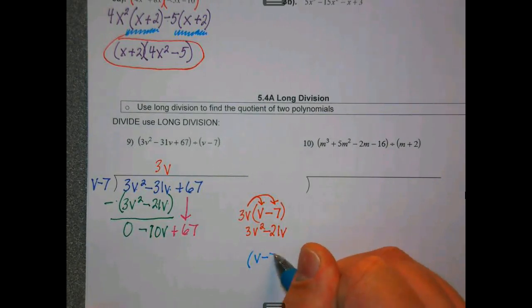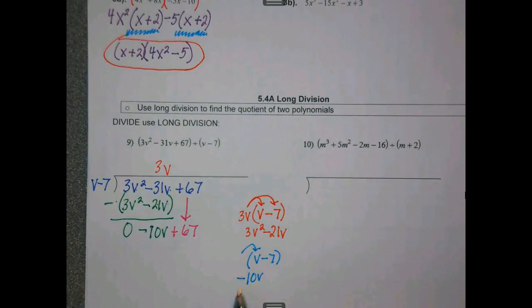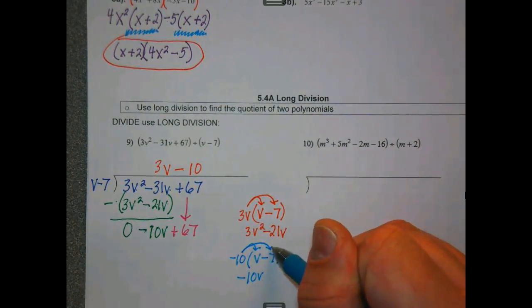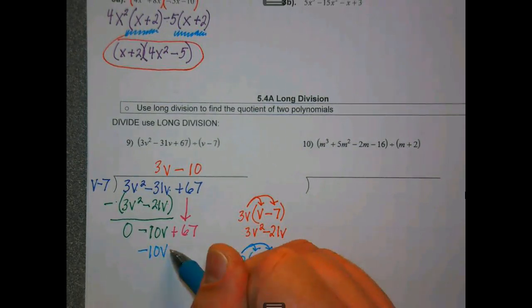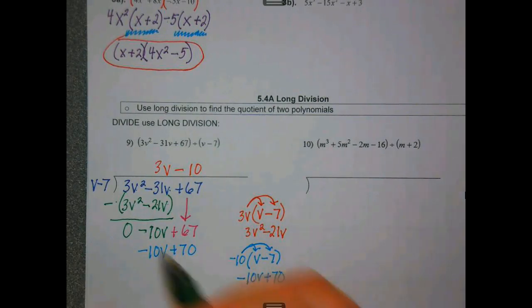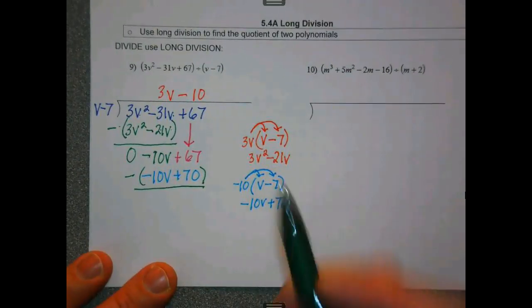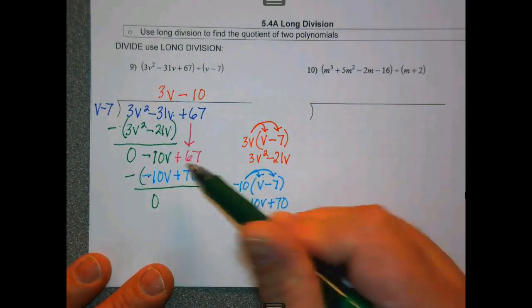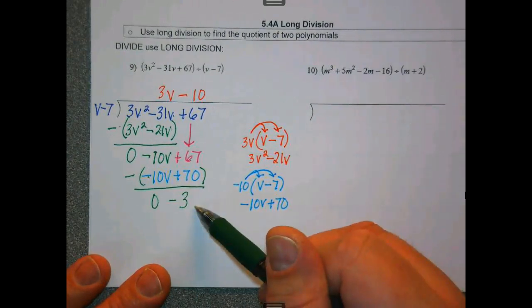What am I going to multiply v minus 7 by to get negative 10v? Well, I need a negative 10. I'm going to multiply it by negative 10. Negative 10 times negative 7 is positive 70. So here's my product: negative 10v plus 70. I'm going to subtract the entire quantity. Negative 10v minus a minus is plus 10v, which is 0. Positive 67 minus 70, negative 3. I have no more v's, so that's my remainder.